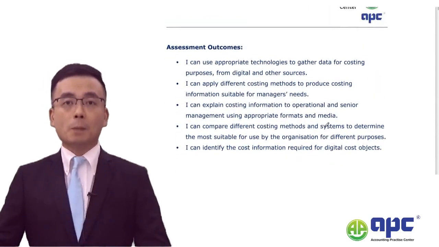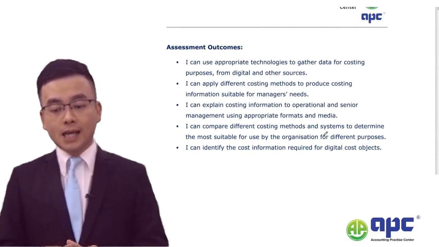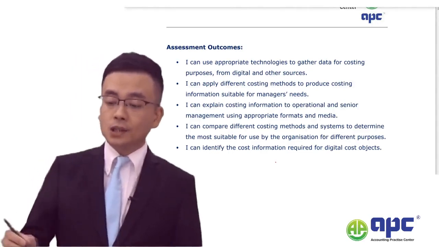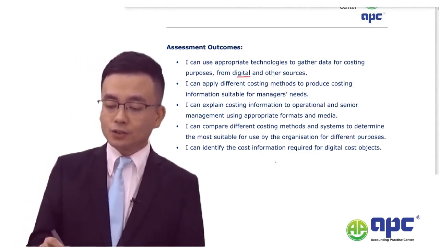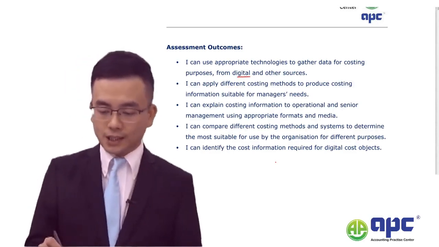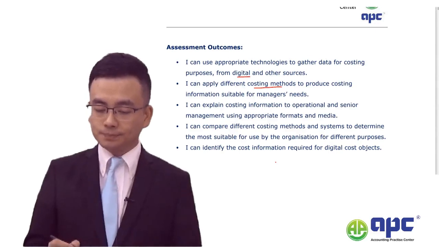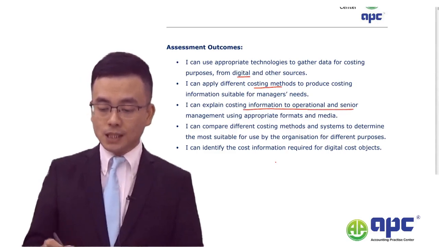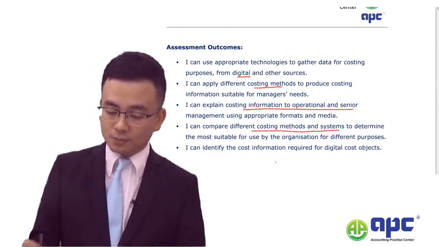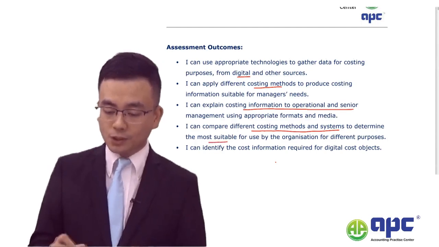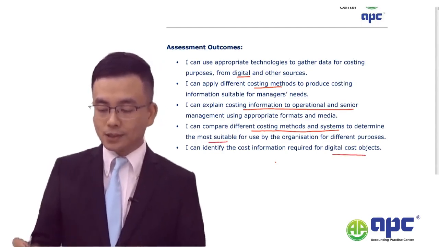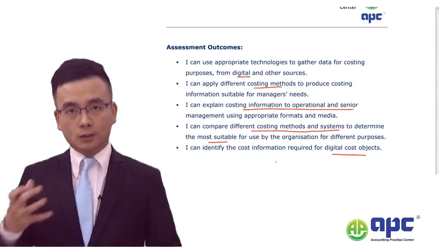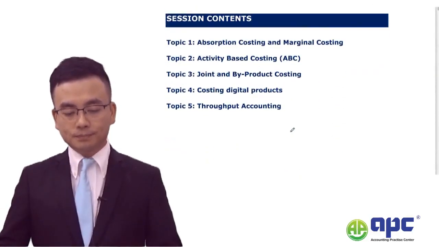Now, CIMA publishes the assessment outcomes, and you will need to tell the examining team that, yes, you will need to understand the digital stuff, for example, digital costing and other costing methods, and the costing information to operational and senior management, and different costing method systems determining which one would be suitable. As I said, the digital cost objects. Okay, so for example, the study platforms and something like that.